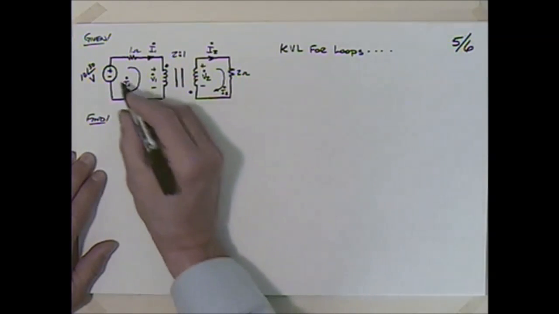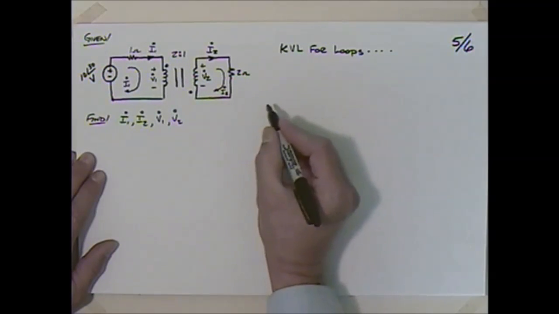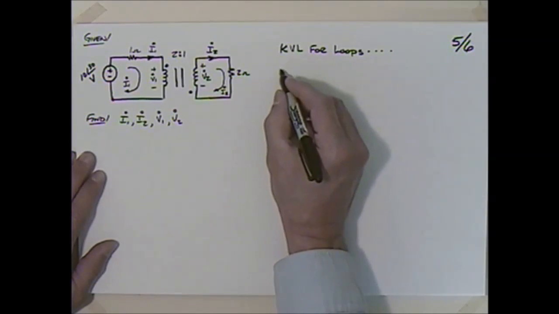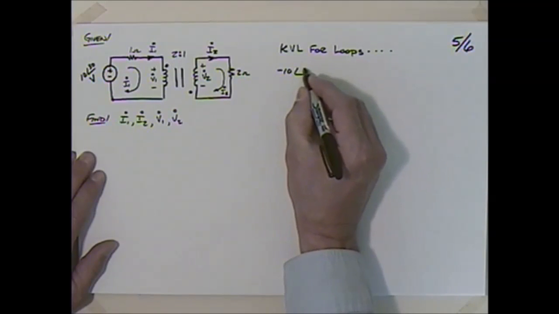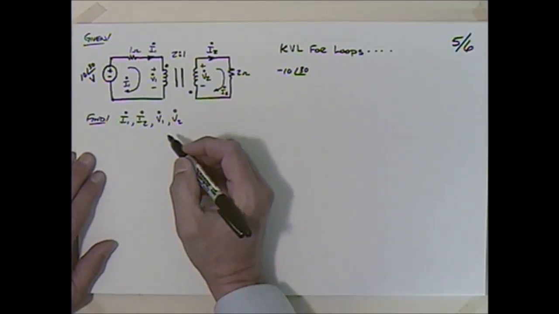And what would that look like? If I looked here and I started here and I went around, I would have a gain. So I'm going to take gains as negative. So I'm going to say that I have minus 10 at 30. So that will put me up to that point.